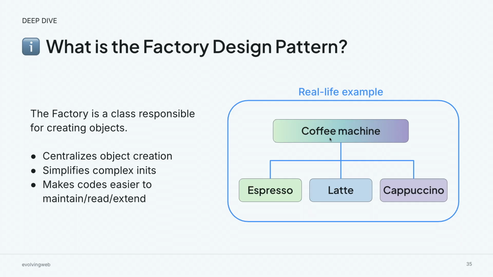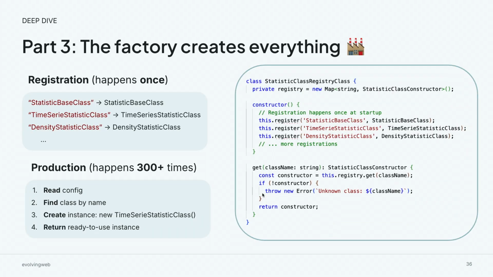So it's centralized object creation. It can simplify complex init. Everything is going to go through this factory. You tell the factory which class you want, it gives it to you, and it makes code easier to maintain, read, extend, etc. So our factory worked that way.